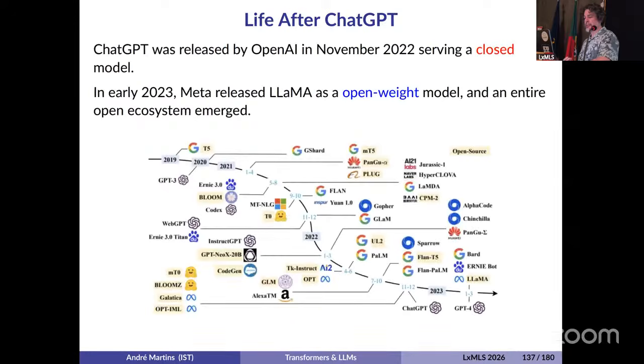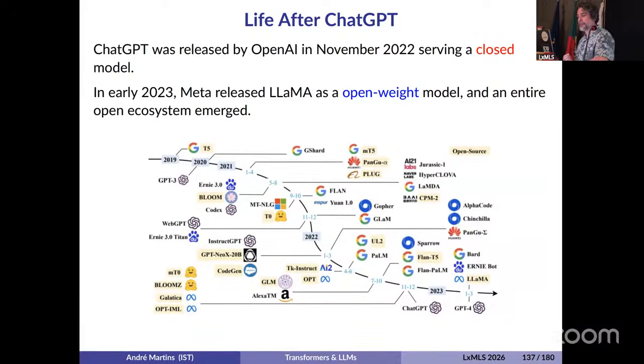Okay, so what happened after ChatGPT? I remember when ChatGPT was released in November 2022, everyone was very surprised. No one, including people at OpenAI, expected the massive adoption that followed. But a part of it was very depressing because they were serving a closed model, and the model was so good that many researchers started questioning: should I change my career, right? Is it still worth doing something in this space? And the fact that everything was closed makes it harder for anyone to catch up.